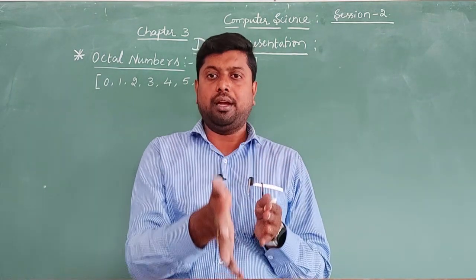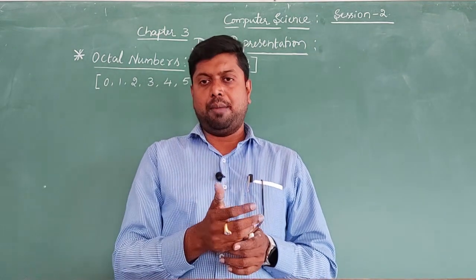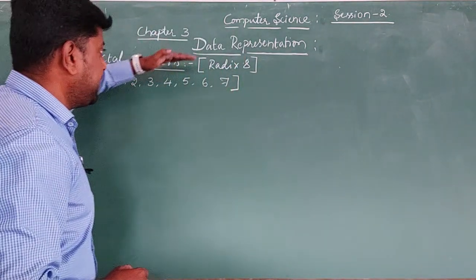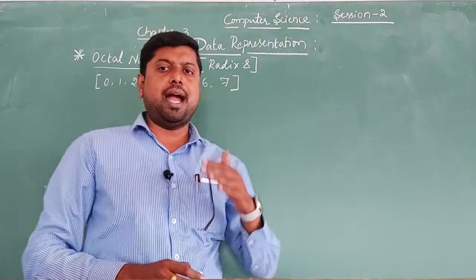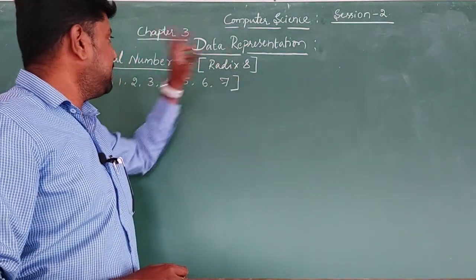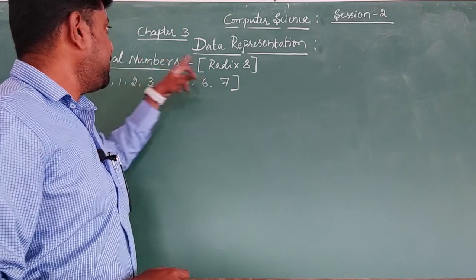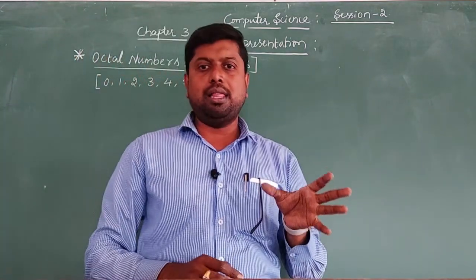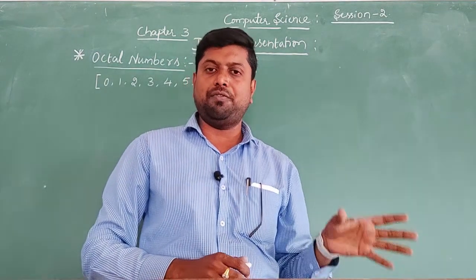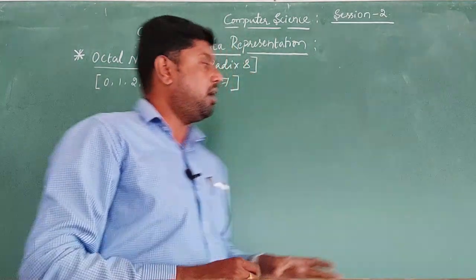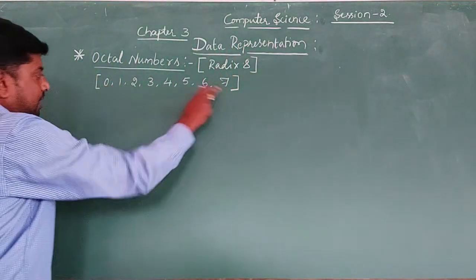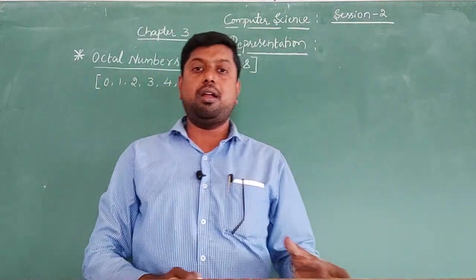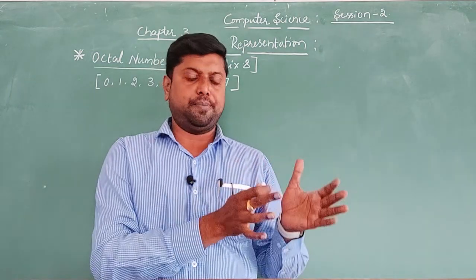Continuing, the third type of the numbering system is the octal numbering system, dear students. As the name says, in the octal numbering system the base, or radix, is 8. The digits you will get in this type of numbering system are 0 to 7: 0, 1, 2, 3, 4, 5, 6, 7. So 0 to 7 are the octal digits.